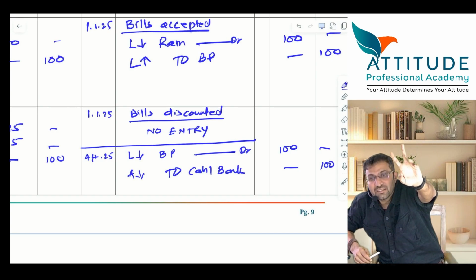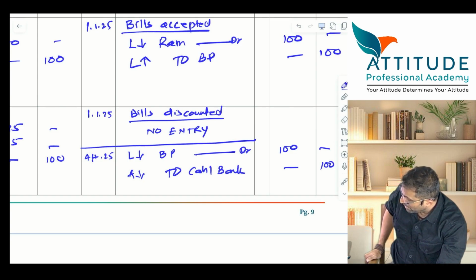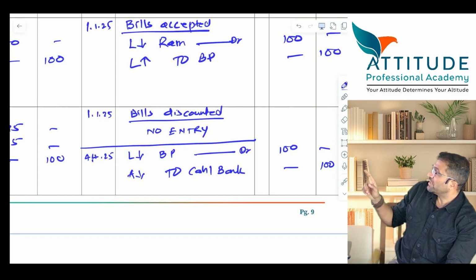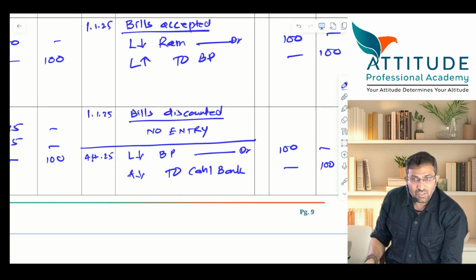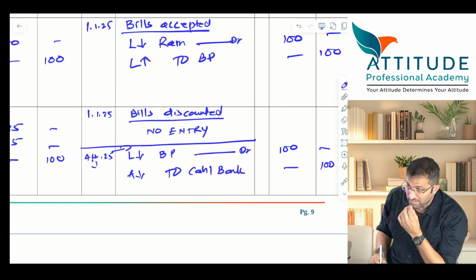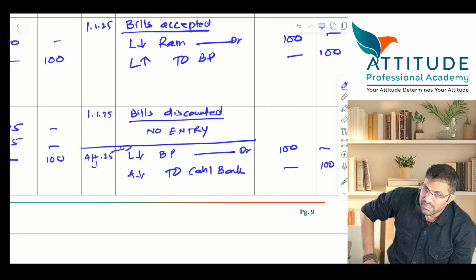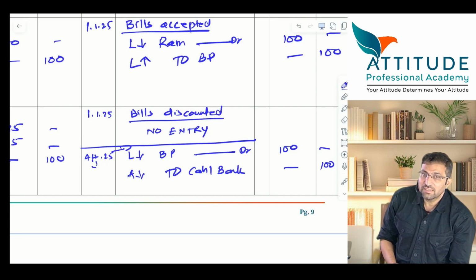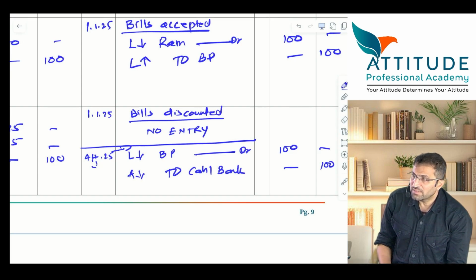Have you done it or not? Any difficulty? Oh, the fourth heading I have not given. Please write 4/4/2025. What is the heading? Bill is honored. Please write it there. I have not given this heading here. Bill is honored. Okay. Now, shall we go ahead? All done?